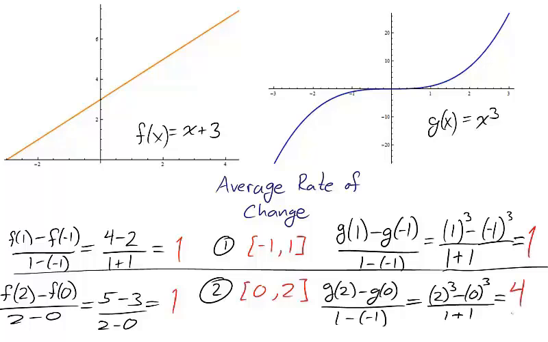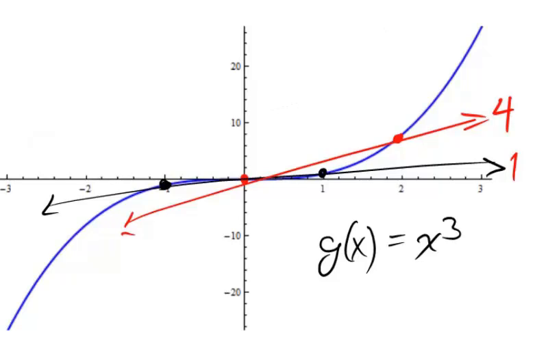Turning to the cubic function g, we use the equation for average rate of change to obtain the values 1 and 4. Notice that g does not have a constant rate of change. This is a fact which can be visualized through secant lines. The black line has slope 1 and is the secant line for the x values -1 and 1 on the graph. The red line has slope 4 and is the secant line for the x values 0 and 2 on the graph.